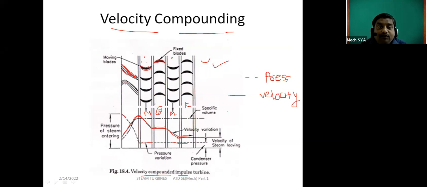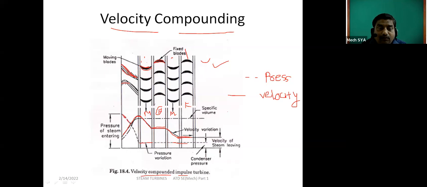So these fixed blades are acting as guide blades in the case of the impulse turbine. They only direct the steam, and it impacts on the moving blade. In the case of velocity compounding, only in the nozzle is the pressure decreasing. That we have to remember. So pressure is decreasing in the nozzle.